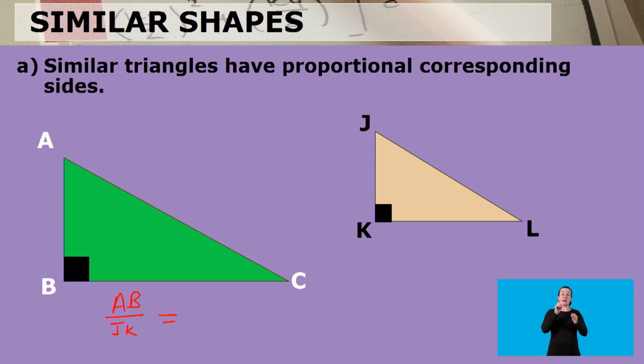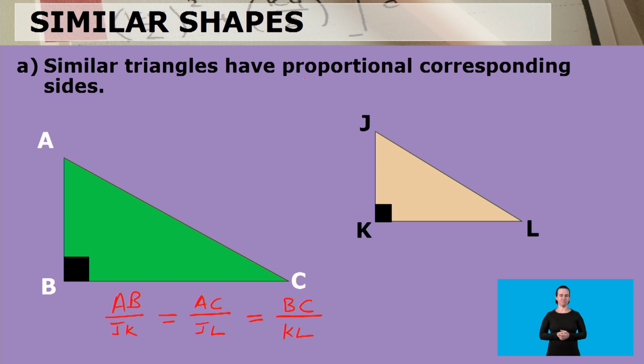And that ratio should then be equal to the ratio we will get when we divide the longest side, which is the hypotenuse, side AC, by side JL. And that should also be the same ratio we get when we divide side BC, which is adjacent to the right angle, by side KL.